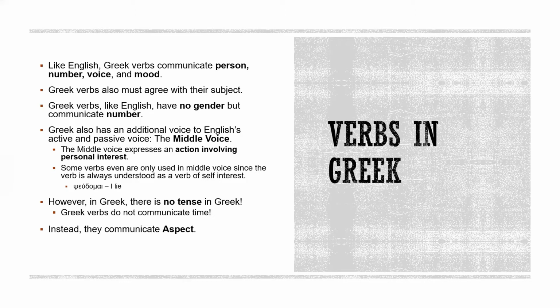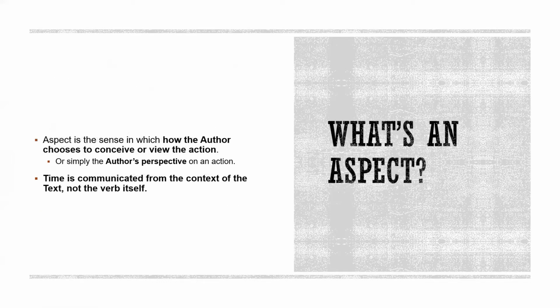However, there is no tense in Greek whatsoever. What does that mean? Well, Greek verbs do not communicate time like in English. Instead, they communicate aspect. And what in Jove's name is an aspect? An aspect is the sense in which the author chooses to conceive or view the action, or in layman's terms, the author's perspective of the action. Time, on the other hand, is communicated from the context of the text and not from the verb itself.